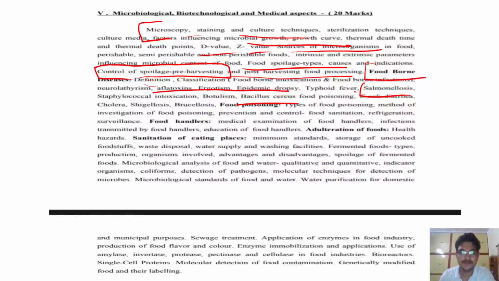Then we have food poisoning, types of food poisoning, and methods of investigation of food poisoning. Then food handlers, in which we will see that medical examination of food handlers should be conducted, how we can stop the transmission of infection from food handler to the food, and the methods by which a food handler can be a source of microbiological contamination in our food products. Then sanitation of eating places, which includes minimum standards of eating places, water supply, waste disposal and washing facilities in a processing plant.